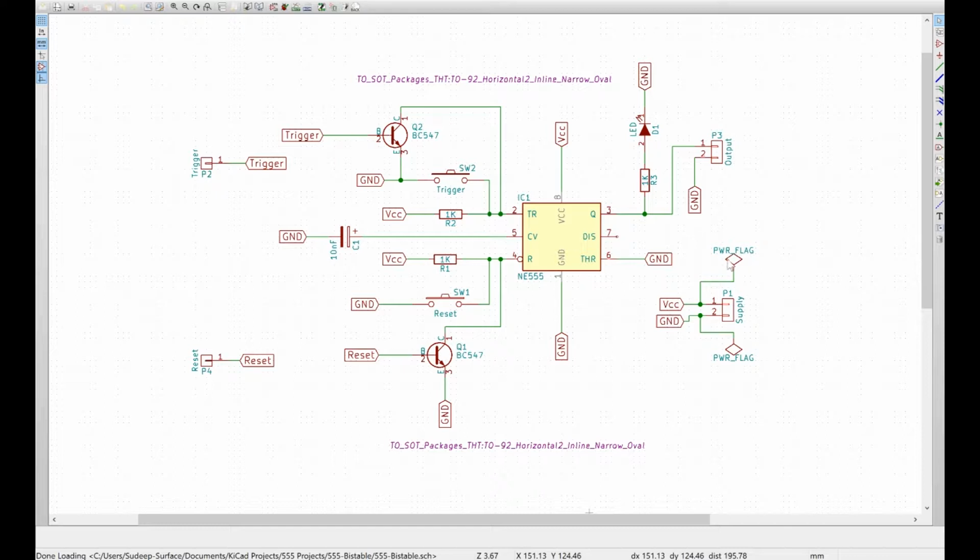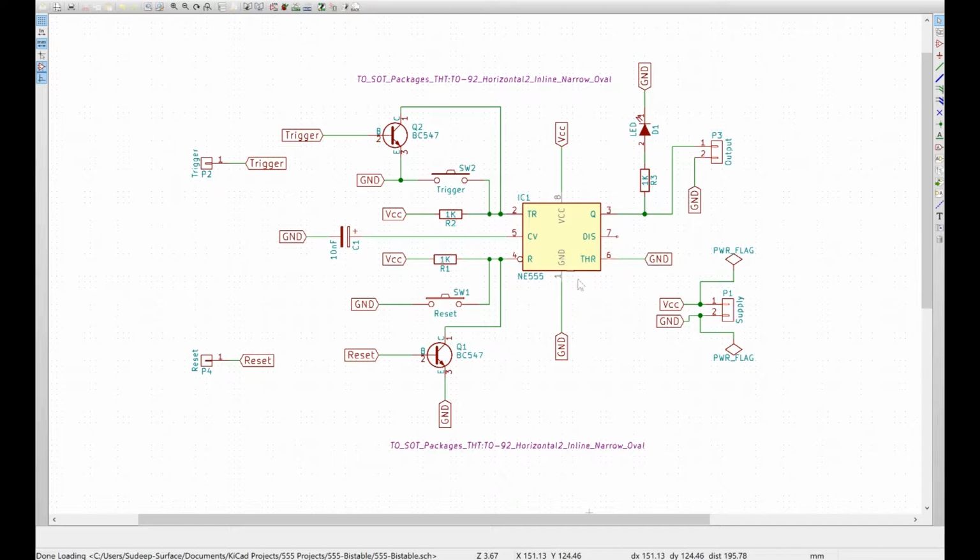These here were just the header pins for getting the power supply to the board. The pin 5, the control voltage, is what we want to keep at 0 and ensure that there's no noise coming in from any other electrical circuit or adapter or power supply. So we just have a capacitor over here, which is a very standard practice to do for a 555 timer. So that covers the pin 5.